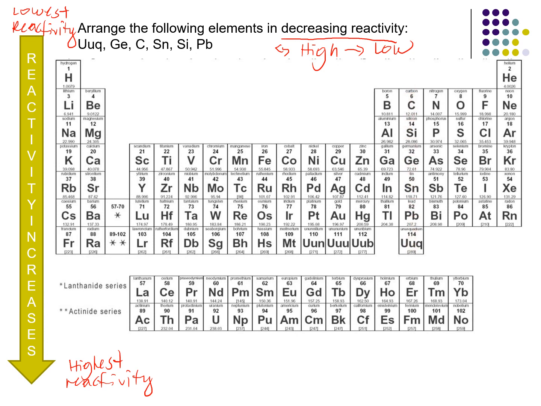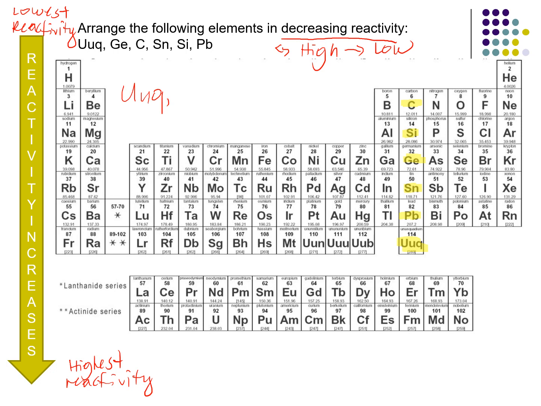So, i-highlight natin yung mga elements. So, we have UUQ. We have germanium. We have carbon. We have tin. We have silicon. And we have lead. Ayan. So, i-arrange natin siya from high to low. So, ano yung pinaka-high? Sino yung highest sa kanila? Yung nasa pinakababa. 'Di ba? Yung nasa pinakababa na group na yan ay si UUQ. So, we will start with UUQ. Siya kasi yung highest.